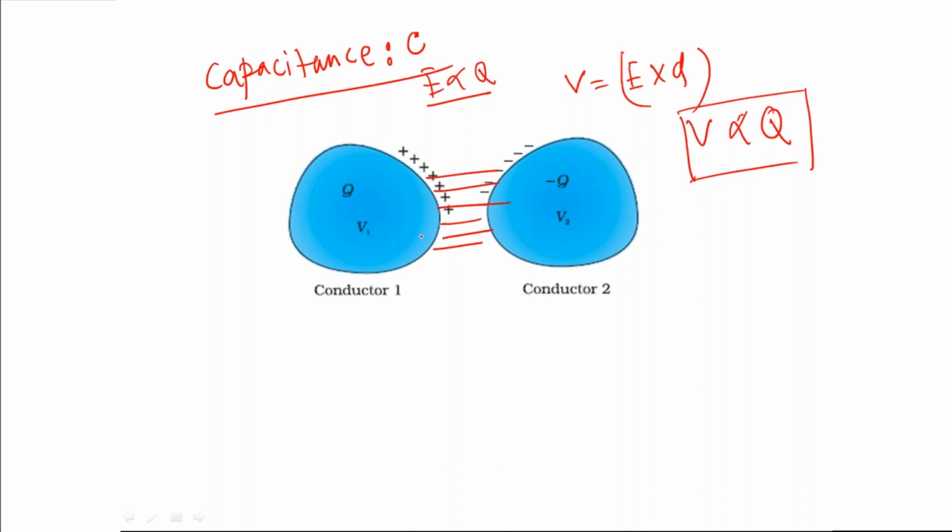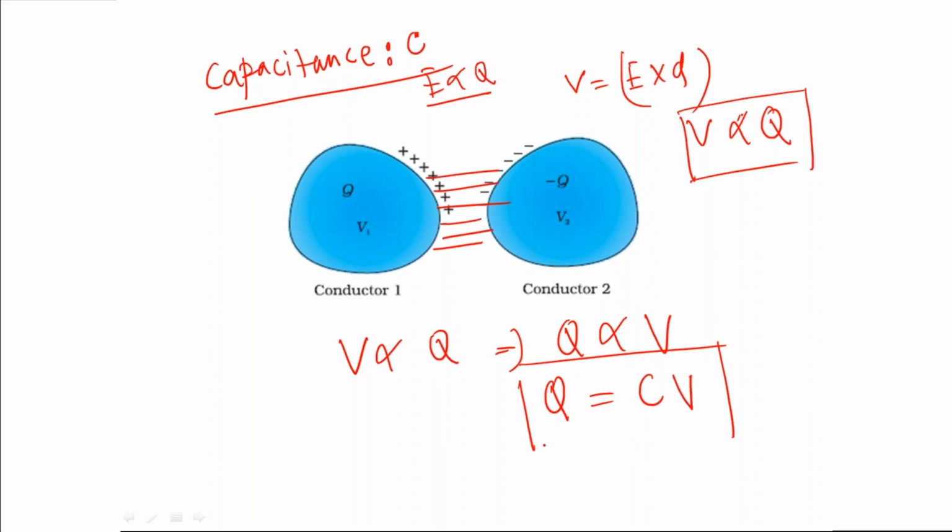Now see, I have told you that V is proportional to Q. Similarly, I can write it the opposite way also: Q is proportional to V. If I want to write it in terms of an equation, Q is equal to CV. This is the proportionality constant. This is called capacitance C.